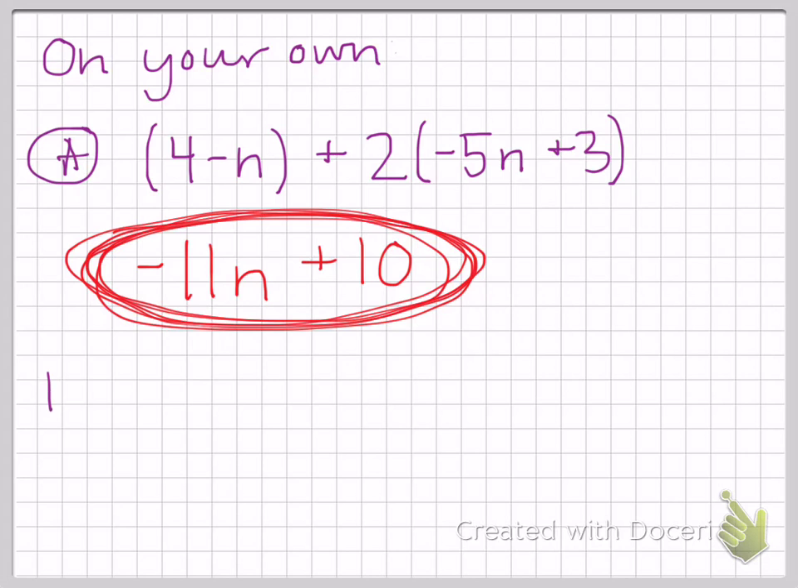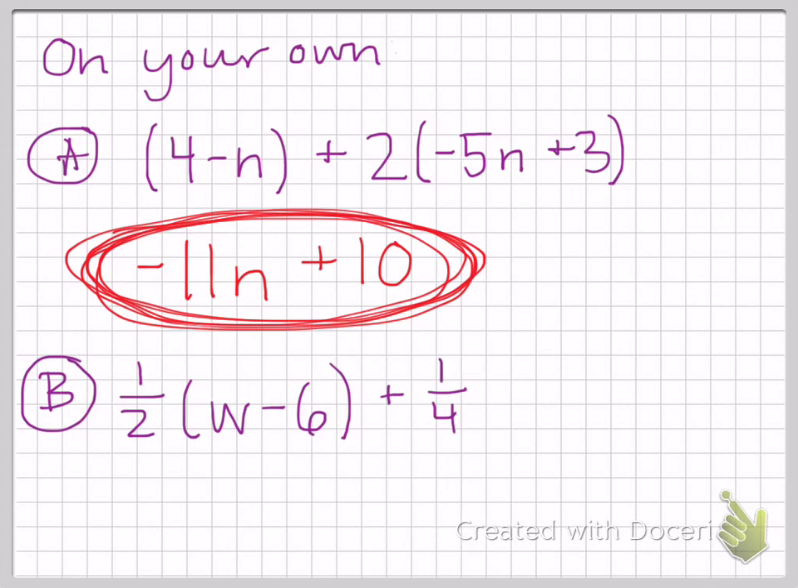Okay. Are you ready for B? Ready or not, here it is. B. Do not fear. I am going to write a fraction on the board. 1/2 times W minus 6 plus 1/4 times W plus 12. Distributive property first, please.